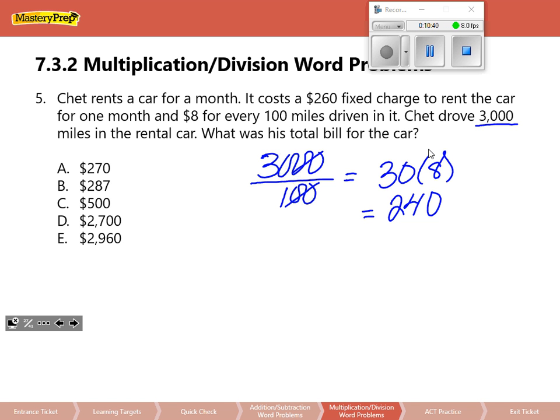Well, that's not one of my answer choices. But it asks for the total, because it added the original price. So the correct price is 500. This one here, we had to do a few more steps to get to the answer. Any questions on this here?